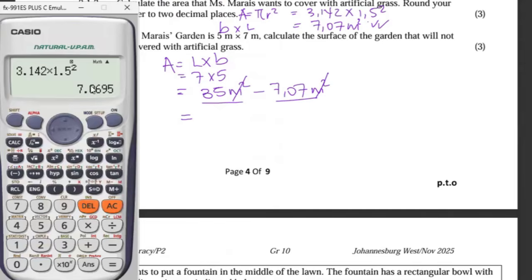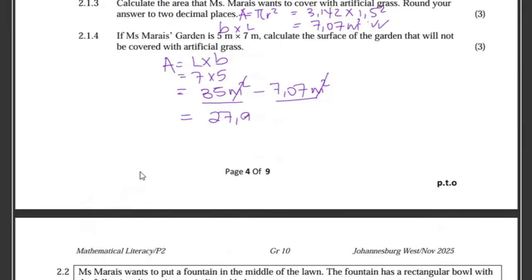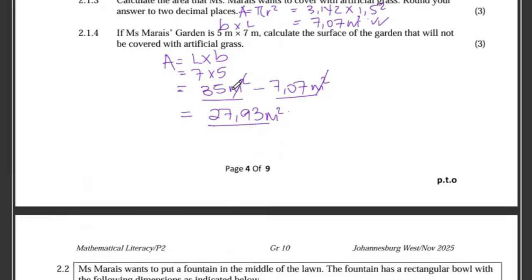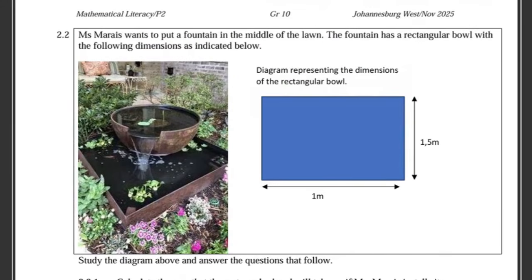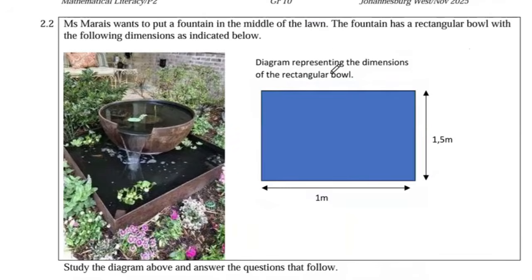So come back here. Remember, we've left it here. So you can easily do this. Get the 35 minus, put this in brackets. So you get your answers 27,93. 27,93. Don't forget the units, meters what? Squared. Okay, we continue. Question number 2.2.